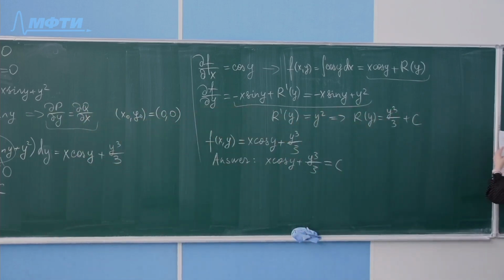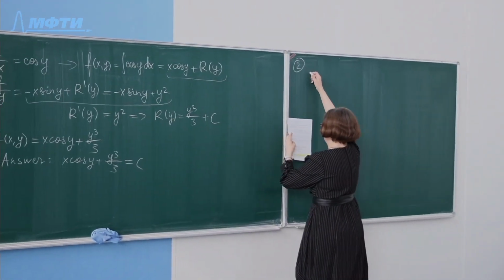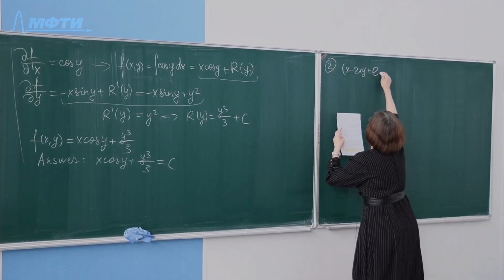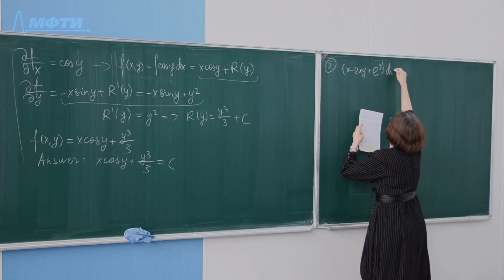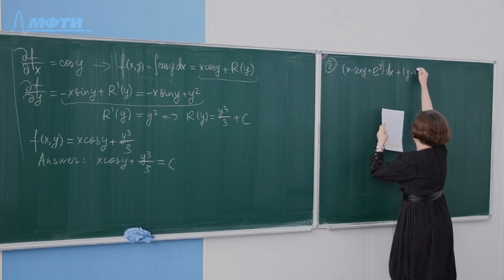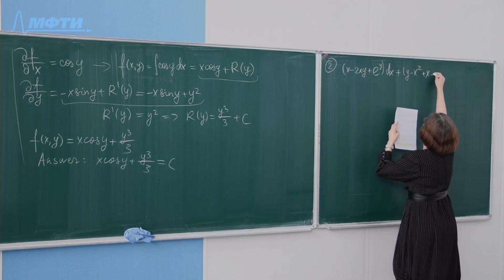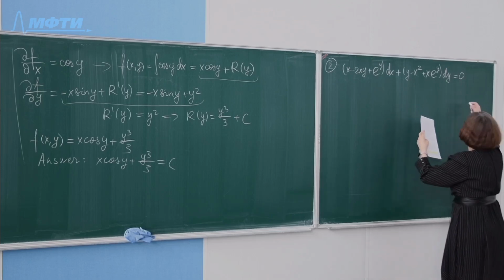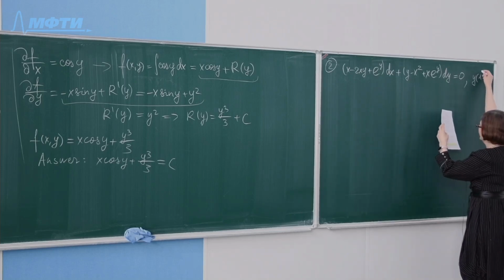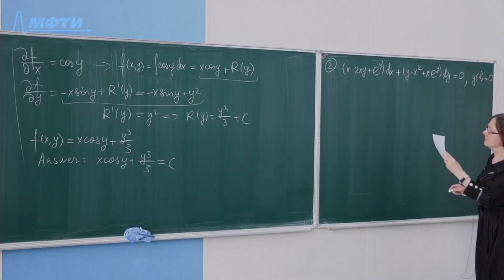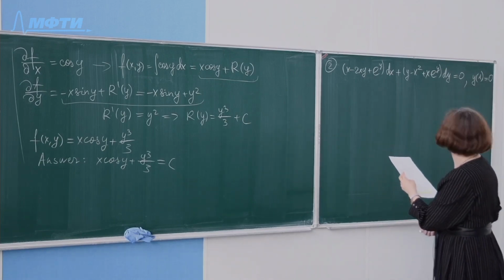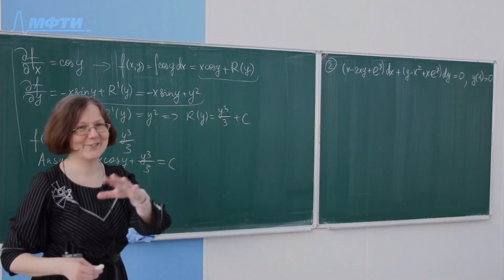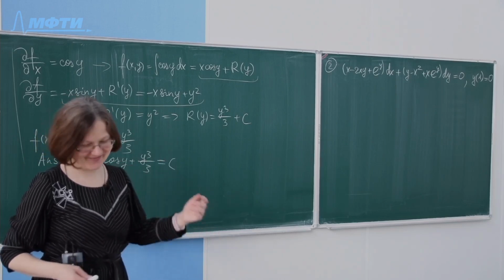example. Let it be number 2. Minus 2xy plus e to the 2y dx plus y minus x squared plus x e to the 2y dy equals 0. And this will be the initial value problem. So y of 1 equals 0. Right. Who wants to solve? Okay, so follow. Welcome.